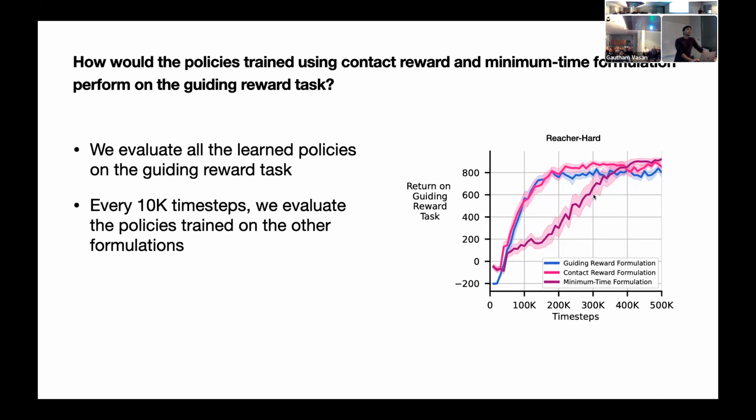No, but the guiding reward is not exactly specifying what you want, right? It's also encoding how you want it achieved. It's not just the what. Sure. So we are saying eliminate the how and just focus on the what. You make a fair point. I was thinking about it, but now let's change the y-axis. Instead of return on guiding reward, let's say it's contact reward. So I will specify what you want. Will the minimum time formulation still outperform the contact reward formulation?